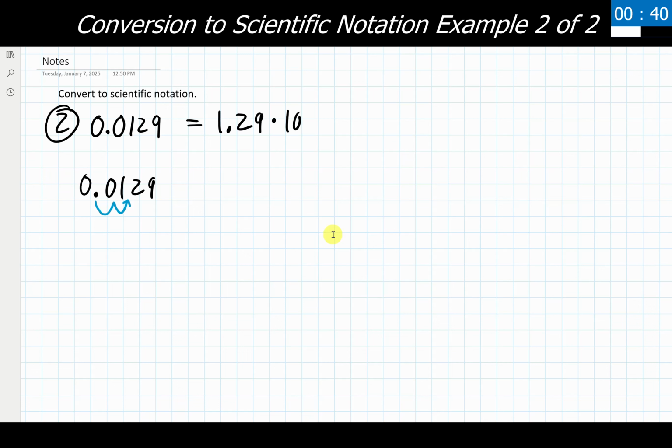1.29 times 10 to the, and now I need to figure out what this exponent is going to be. I move the decimal 2 places, so it's either going to be 10 to the 2nd power or 10 to the negative 2nd power. Looking at our process, the original number was between 0 and 1, which tells me that I'm going to have a negative exponent here, which means that my final overall answer is going to be 1.29 times 10 to the negative 2nd power. Refer back to that process as much as you need to as you're going through and converting these things.